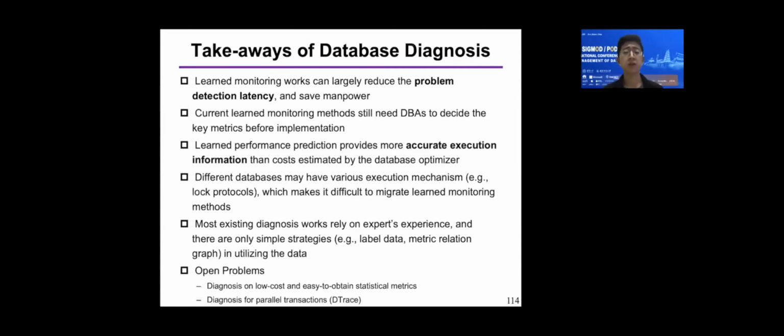And since different databases may have different execution mechanisms, it is extremely difficult to migrate the learned monitoring methods to different databases. And most existing diagnosis works rely on experiences, and we need some further knowledge and insights to combine the expert experiences and the machine learning techniques. So there are actually many open problems, like diagnosis at low cost and how to obtain statistical metrics. And we need to diagnose for parallel transactions, like D-trace.